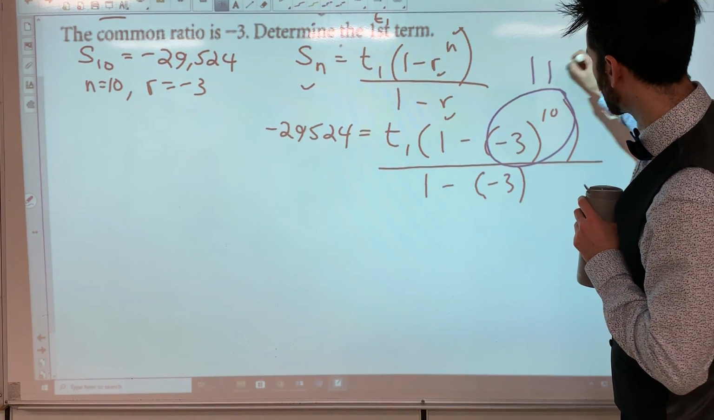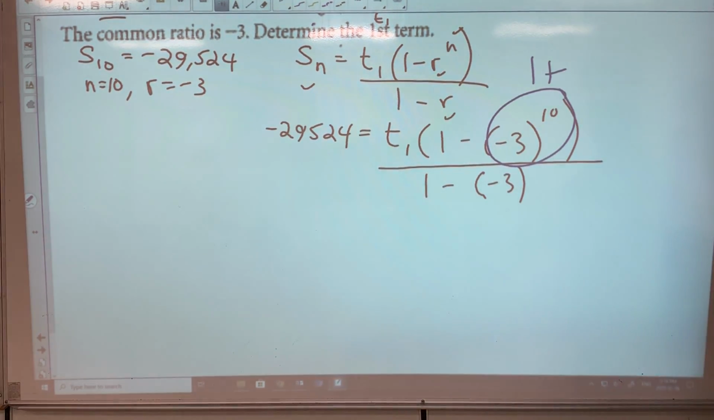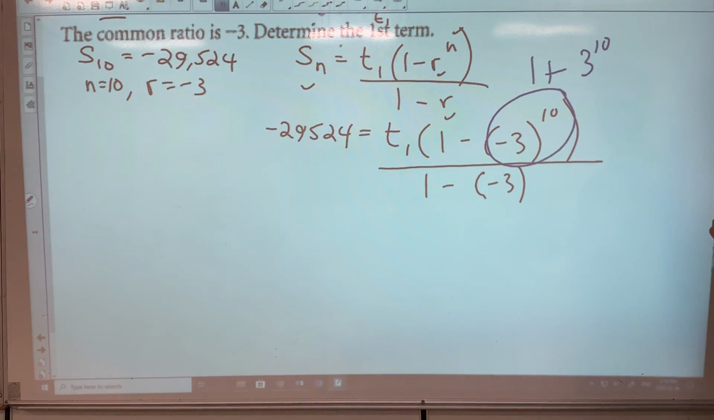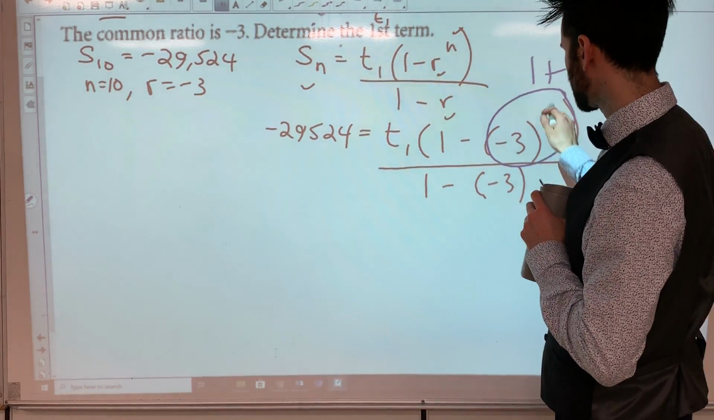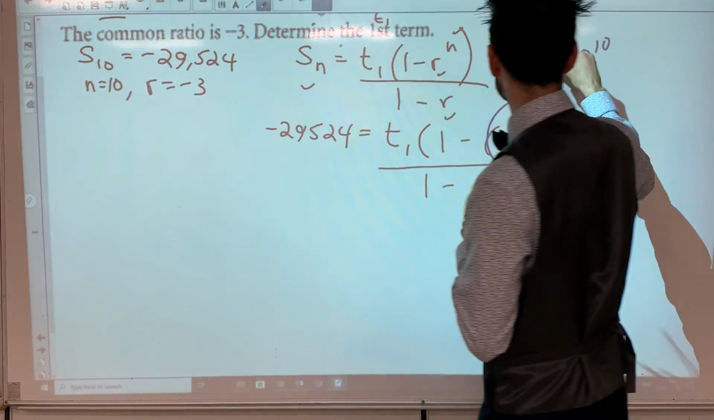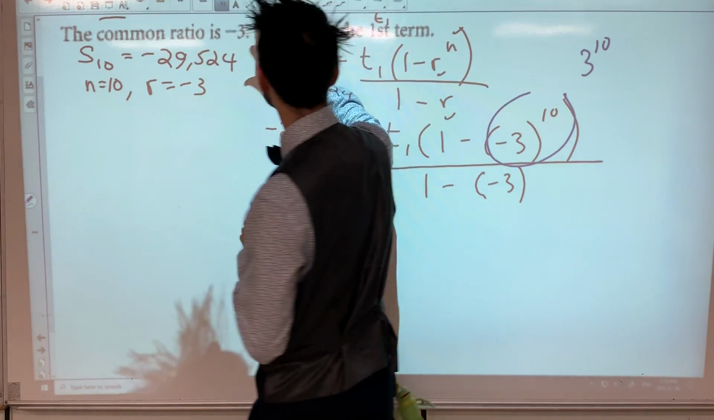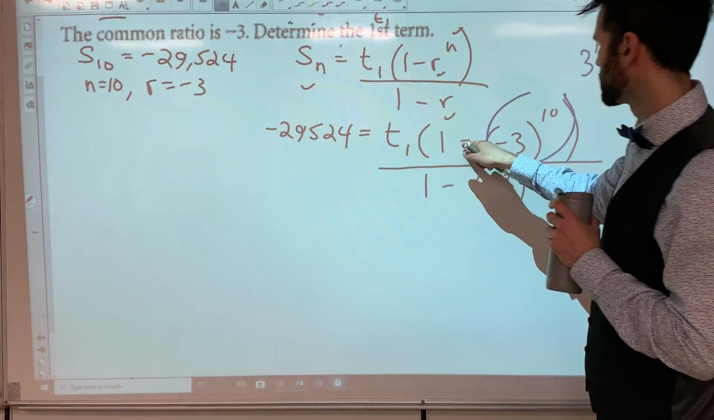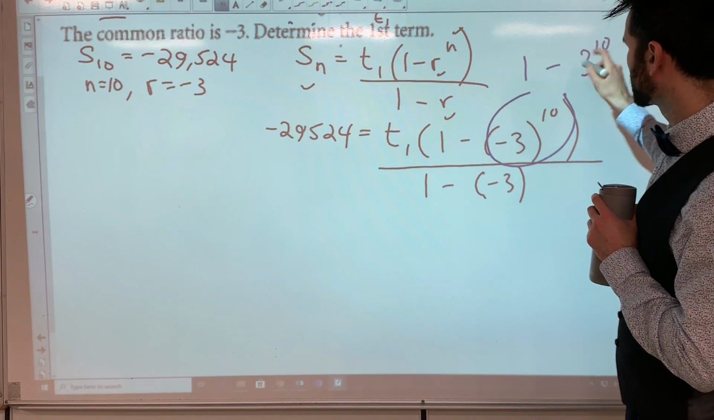So on your calculator, you go 1 plus, and then you can type in 3 to the 10. Oh, I'm a liar. What the heck? This is positive, so you're going to go 1 minus, right? Sorry, that's a mistake. Maybe I need more coffee. Right? It's going to be 1 minus a positive number. So 1 minus 3 to the 10.